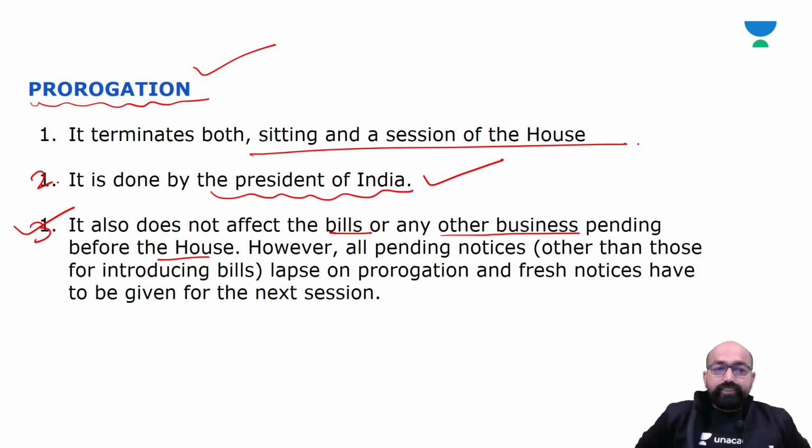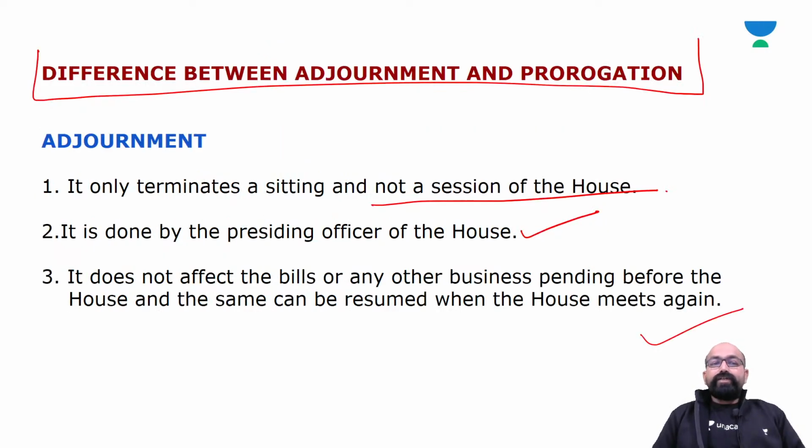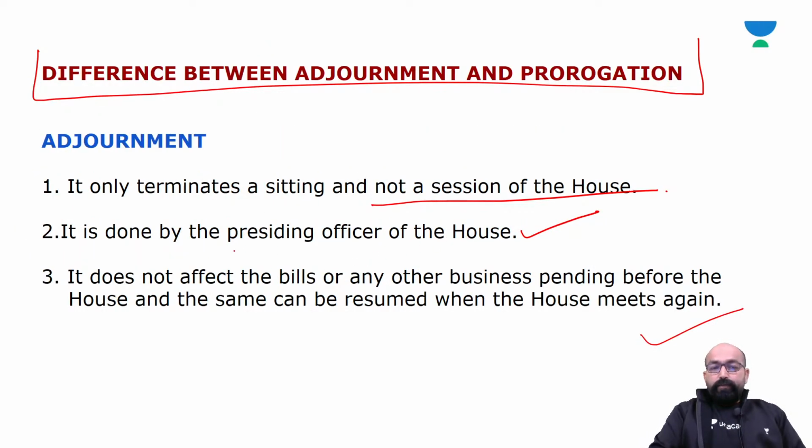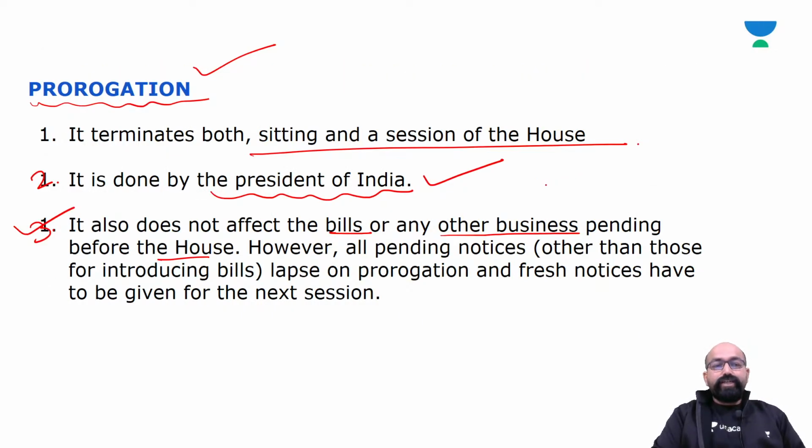So, prorogation terminates both sitting and session of the House, whereas adjournment terminates only a sitting, not a session of the House. Prorogation is done by the President of India, whereas adjournment is done by the presiding officer of the House. Prorogation does not affect the bills or any other business pending before the House, same as adjournment.